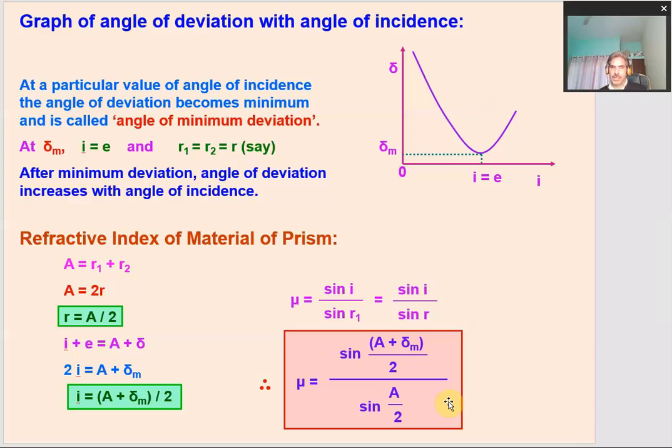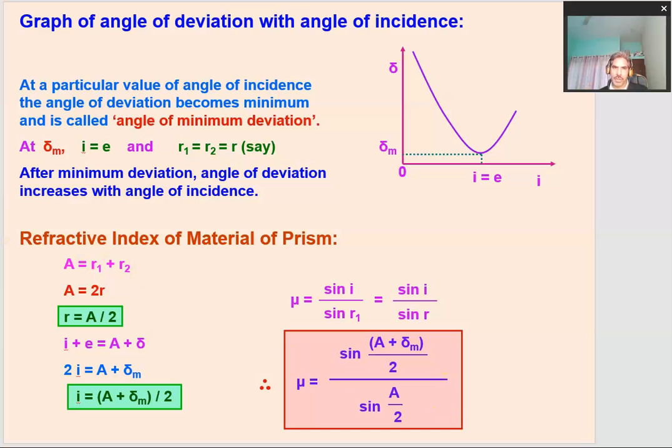Not just this, if we have a hollow glass prism, then we can fill it with any transparent liquid, just like water, kerosene oil, glycerin, or any other transparent liquid, for example vegetable oil, and with the same method we can find out the refractive index of those liquids by using the same formula. So this is the formula for the refractive index of the material of the prism.